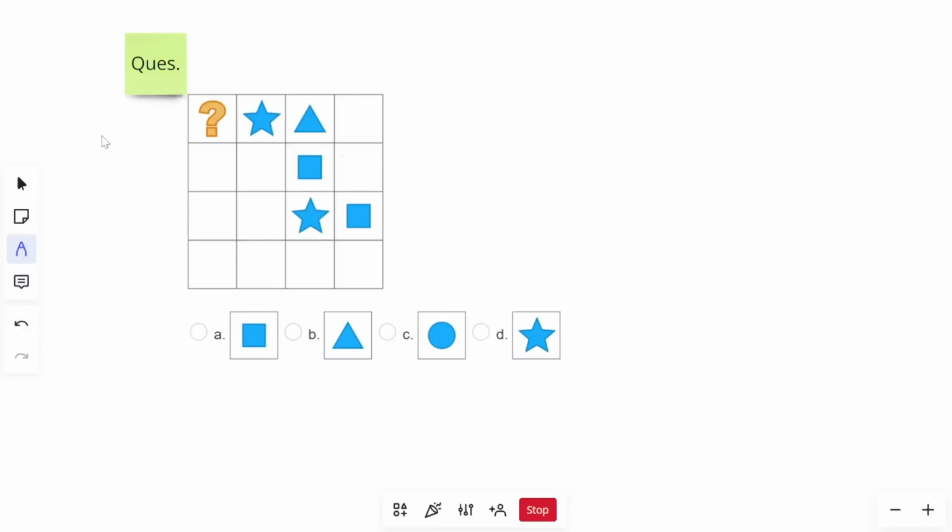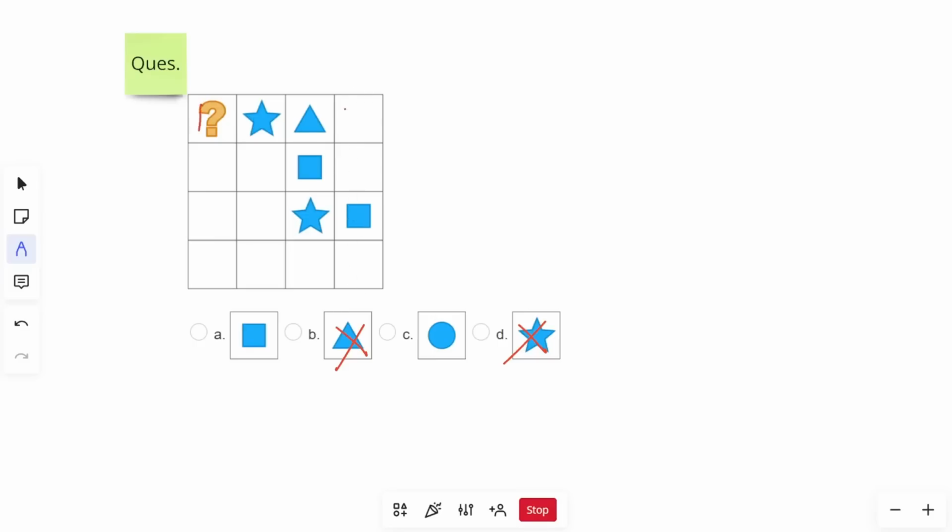Let's look at this question. We have the question mark here and we have to find which symbol will come in the place of question mark. See, first of all, star and triangle cannot come because star and triangle are already in the first row, right? So we will eliminate both of them. Now we are only left with square and circle. So see, square can come, but if you see the other position in the same row, square cannot come here because square is already there in this last column.